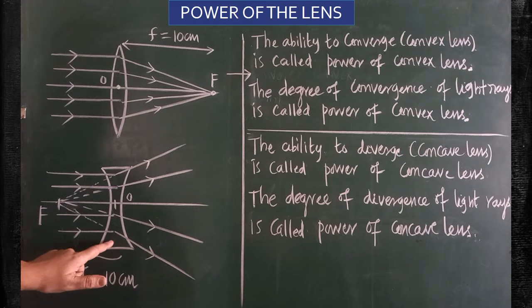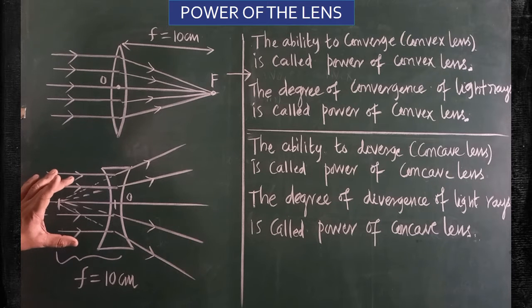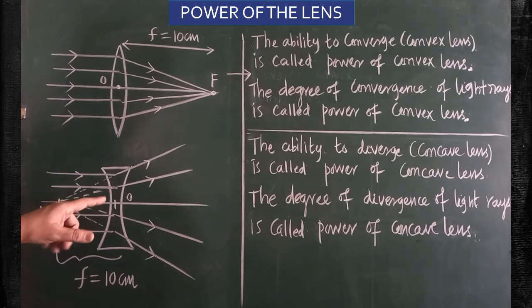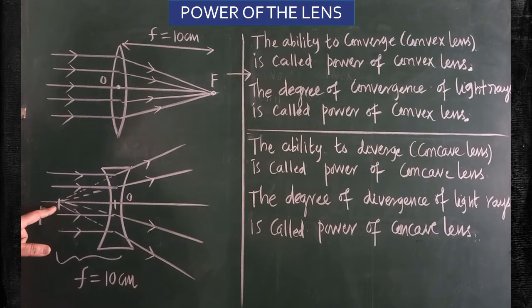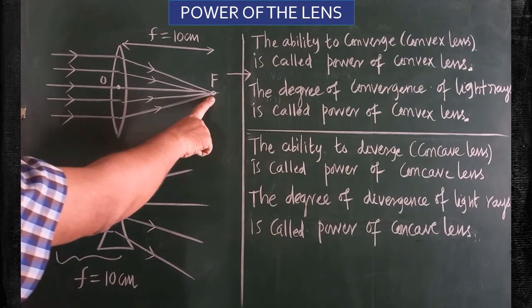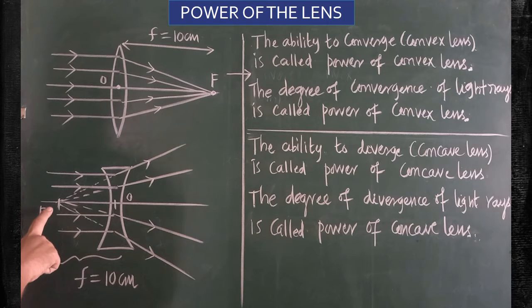Here look at the other diagram. In the case of concave lens, the rays travel from a long distance. After being incident on the lens, they are diverged in various directions. Finally, they appear to come from this point. So this one is called principal focus. In between the principal focus and optical center, that focal length can be measured. Here actually the rays are converged, but here the rays appear to come from this point.